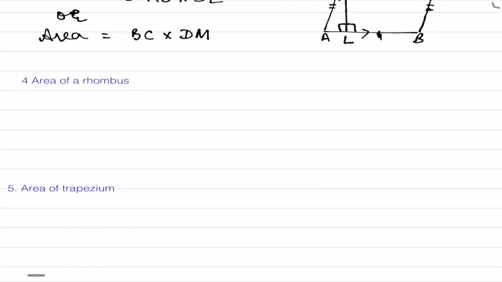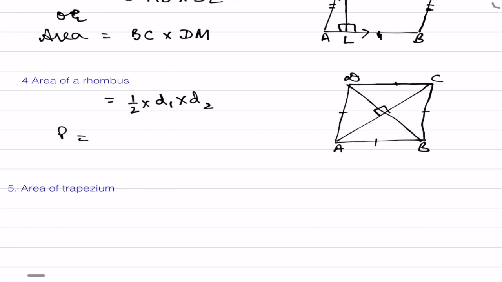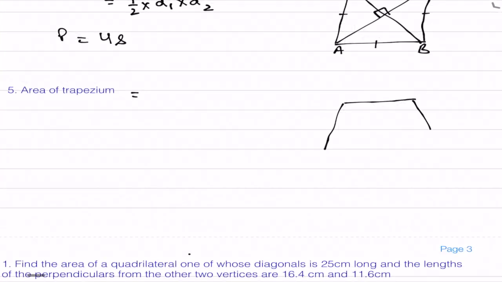Now rhombus, we also know that all sides of the rhombus are equal. Rhombus is also a type of parallelogram. When we do the chapter on quadrilaterals, we will discuss all the properties of these quadrilaterals. So all sides are equal. So area of the rhombus is half into the product of the diagonals, D1 into D2. Let the first diagonal be D1, the other diagonal be D2, and the perimeter of the rhombus is 4S. It's the same as a square, because in a rhombus also all the sides are equal.